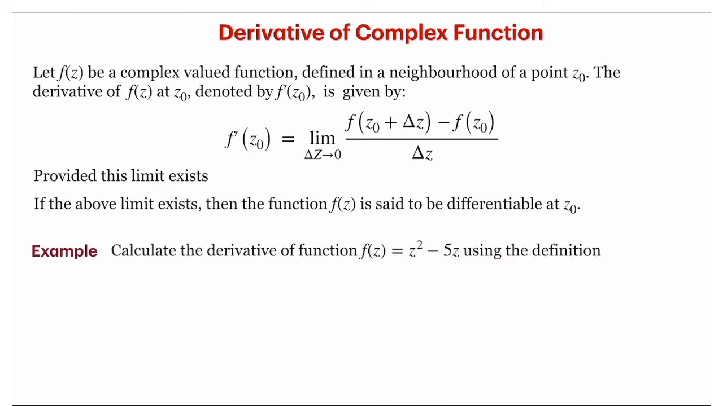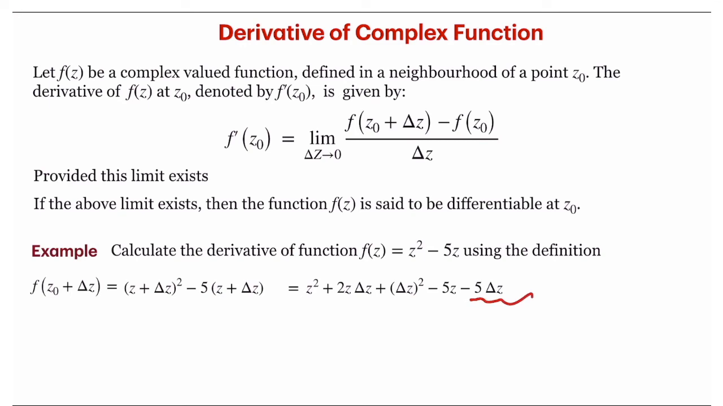Let's take a simple example. The function f(z) equal to z squared minus 5z. Using the definition, or the first principle, f(z0 + delta z) is equal to (z + delta z) squared minus 5(z + delta z). So you can simplify this entire expression to be z squared plus 2z delta z plus delta z squared minus 5z minus 5 delta z.